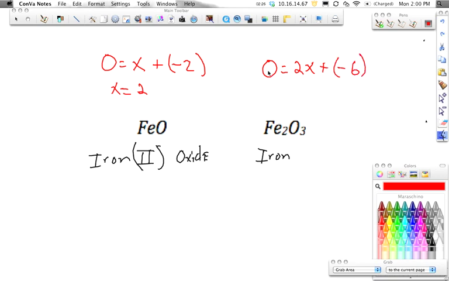Okay, and I bring the 6 to the other side, which will be 6 equals 2x, and we go ahead and divide by 2 on both sides, and then we see that x equals 3. So this is iron, and we put 3 in Roman numerals, and then remember oxygen changes to oxide.